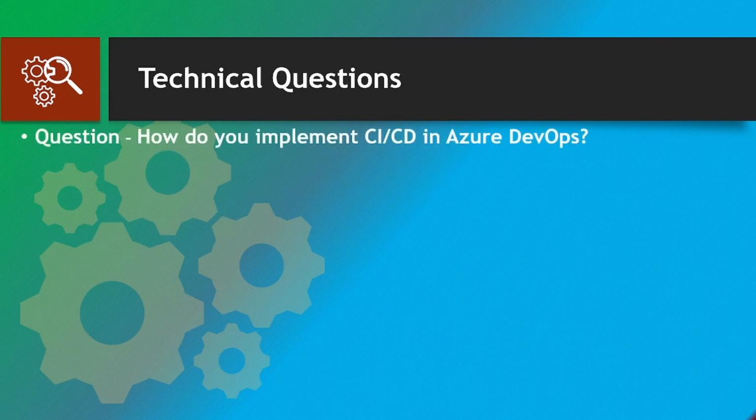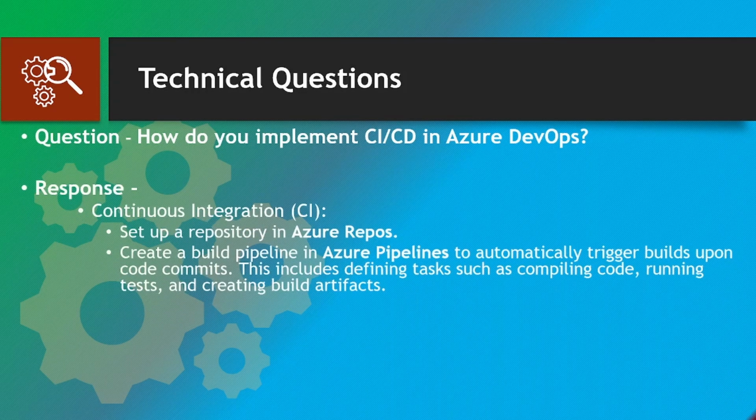How do you implement CI/CD in Azure DevOps? The response, there are two parts. One is CI, continuous integration, and the other is CD. In continuous integration, what we will do is set up a repository in Azure Repos, and create a build pipeline in Azure Pipelines to automatically trigger a build upon code commit. This includes defining the tasks such as compiling code, running tests, and creating build artifacts.